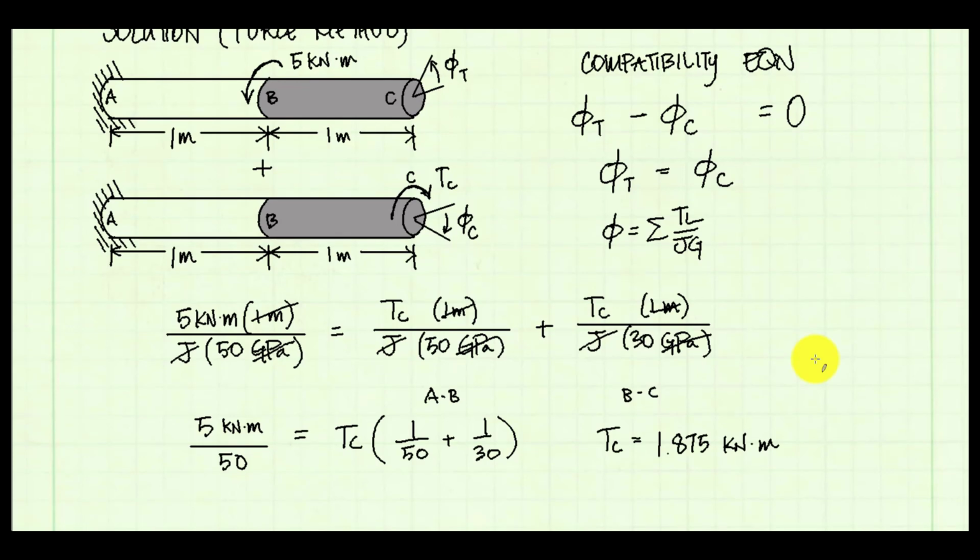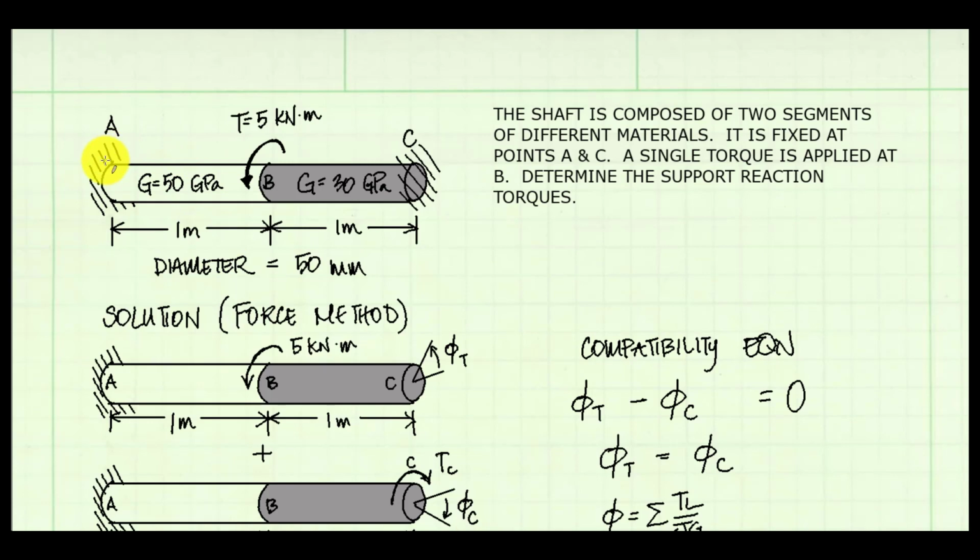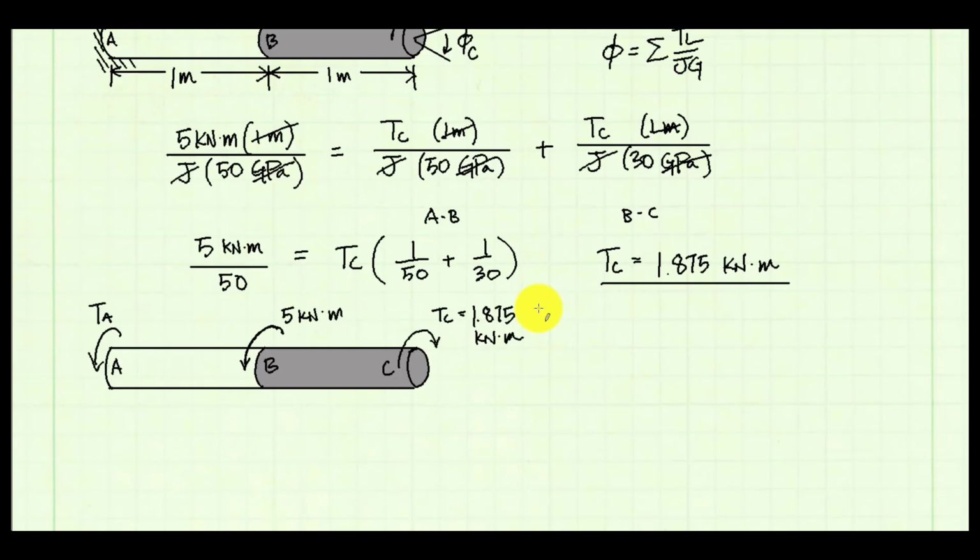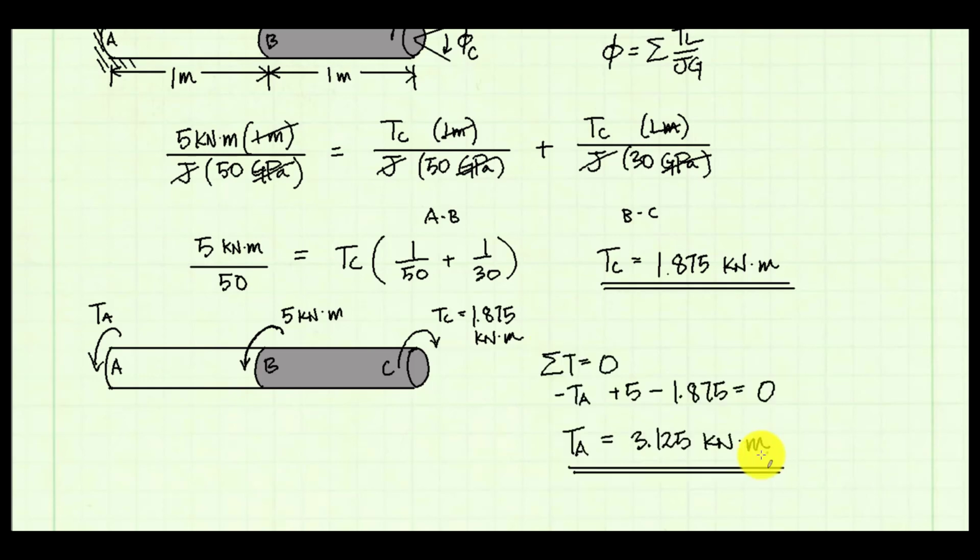1.875 kilonewton meters. I also want to find the reaction torque at point A, so I'm going to draw a free body diagram of the full shaft. I can now use statics to solve for the reaction torque at A. I find that the torque at A is equal to 3.125 kilonewton meters. Together, TA and TC both share the applied 5 kilonewton meter torque.